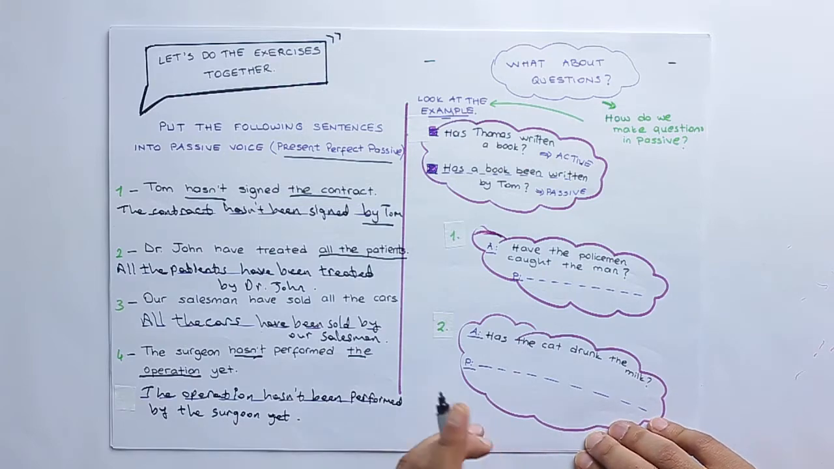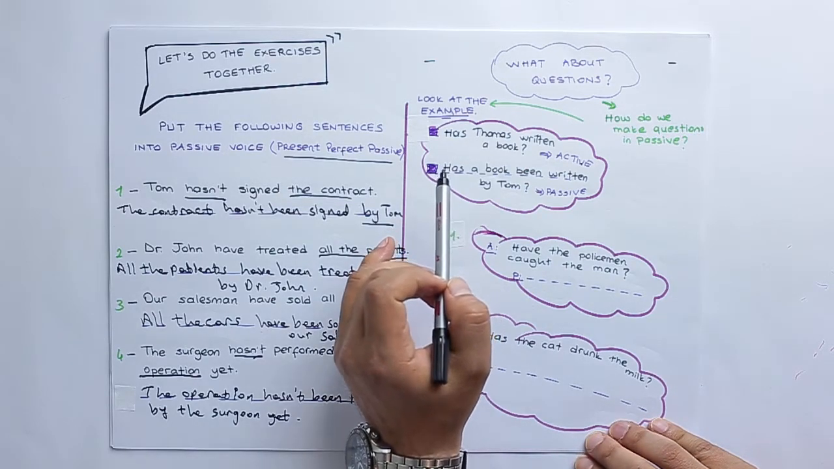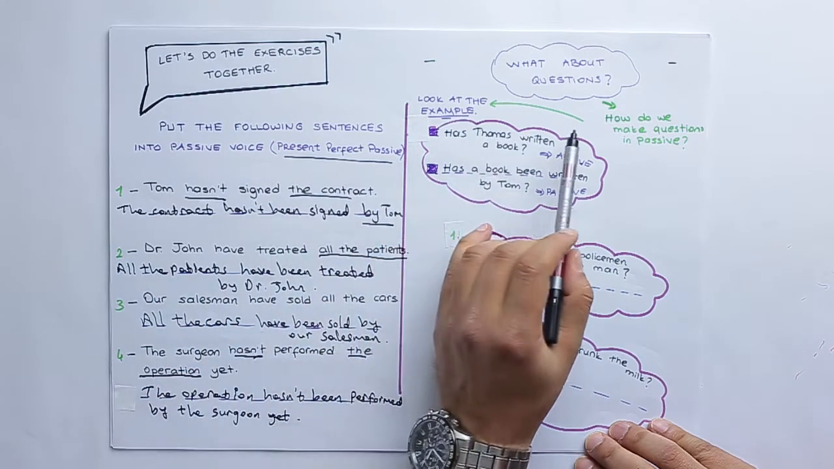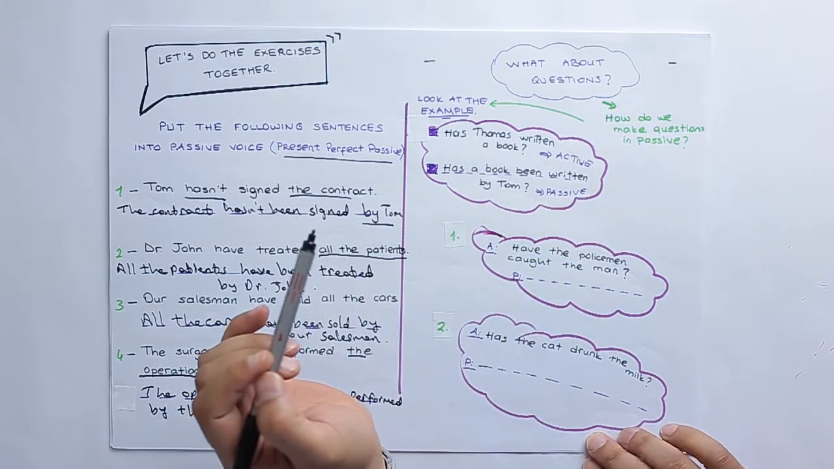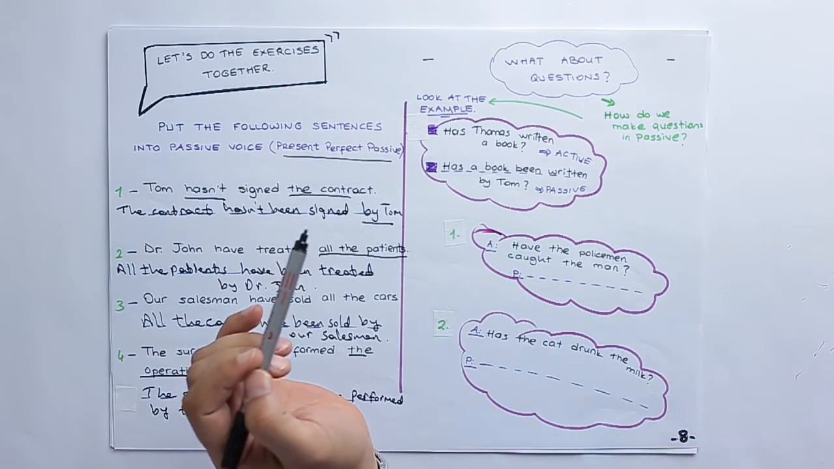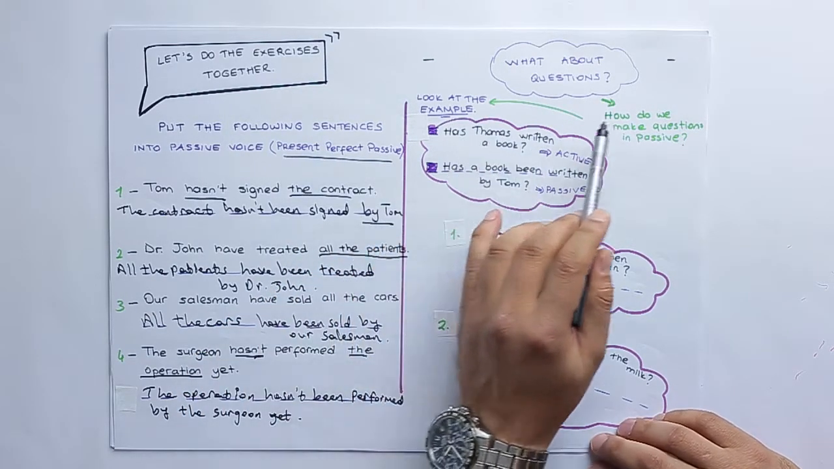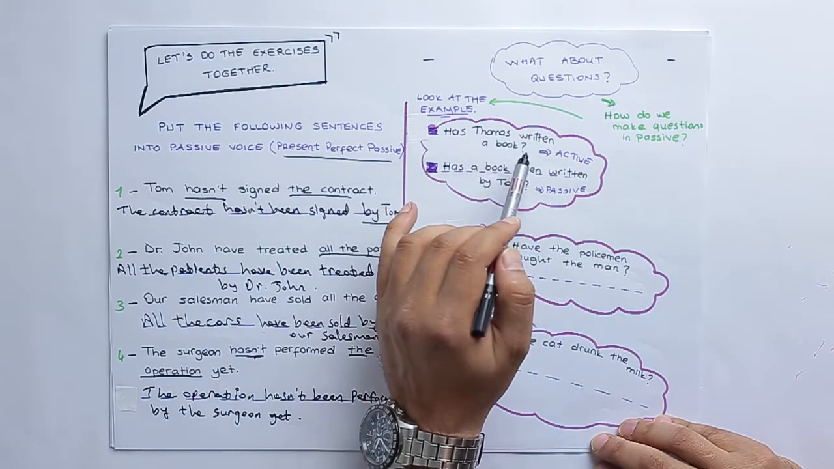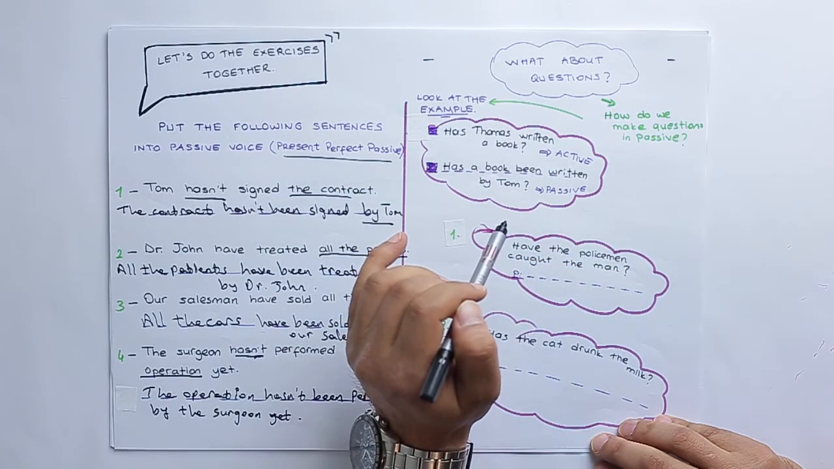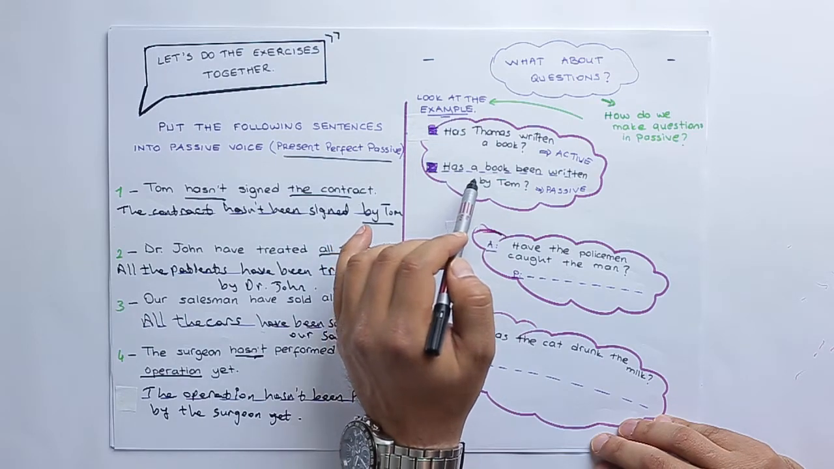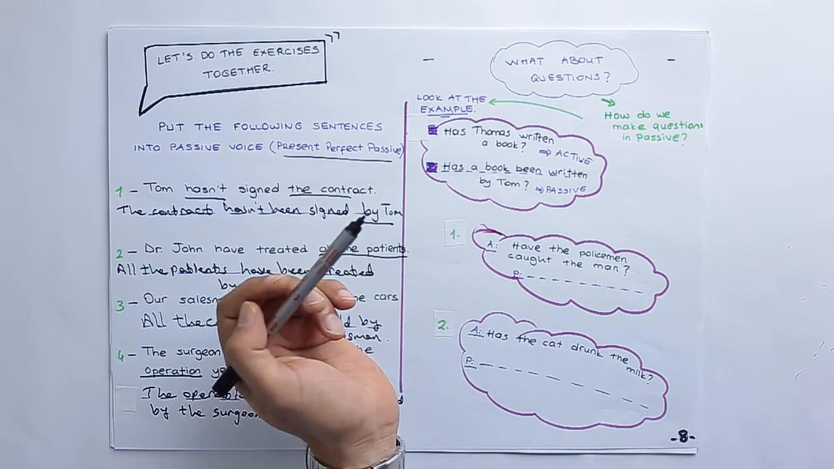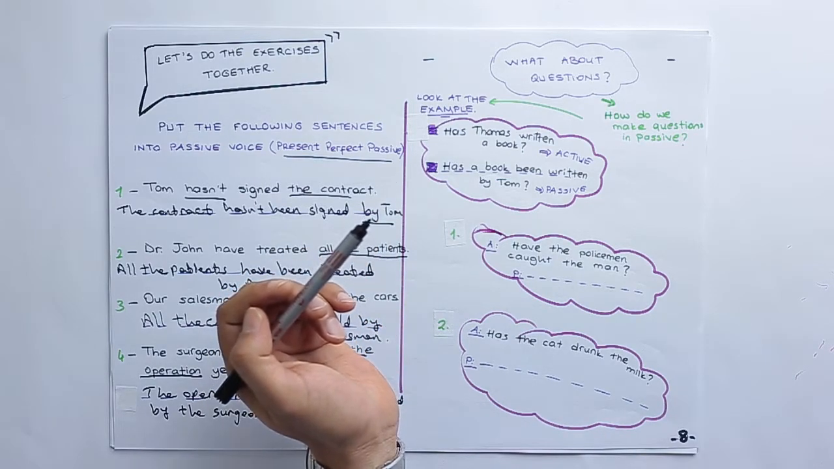Now look at the example. It says here that, let's see, what about questions? Yes, there are some types of questions. Let's see all these ones. How do we make questions in passive? Has Thomas written a book? This is an active question form. Has a book been written by Tom? This is a passive form of question, using present perfect tense.